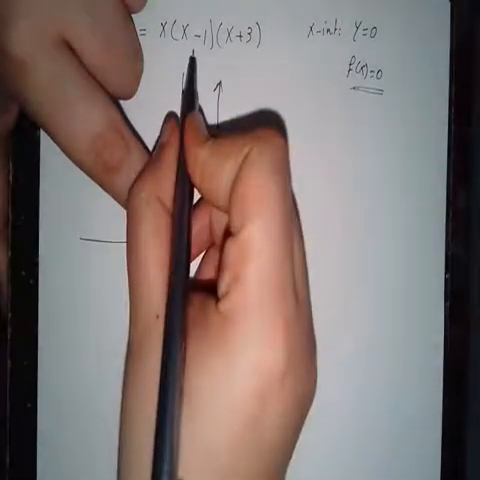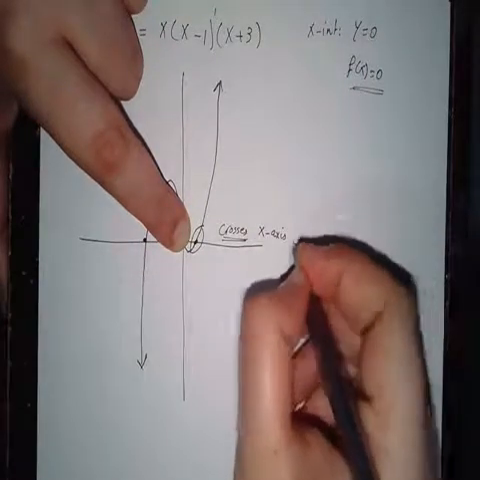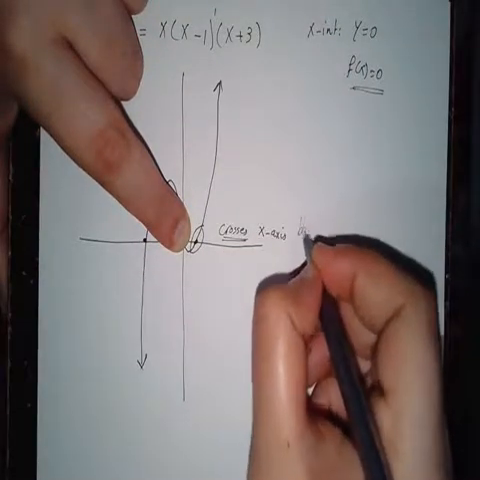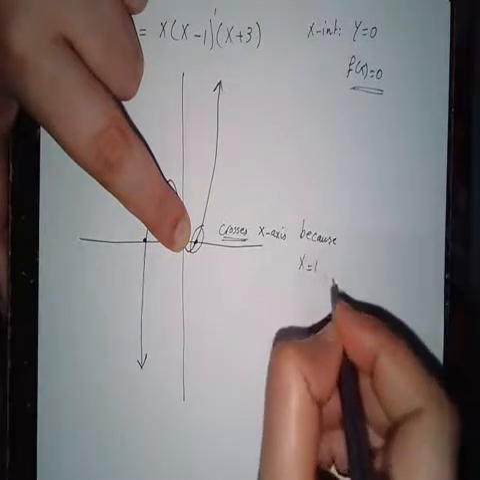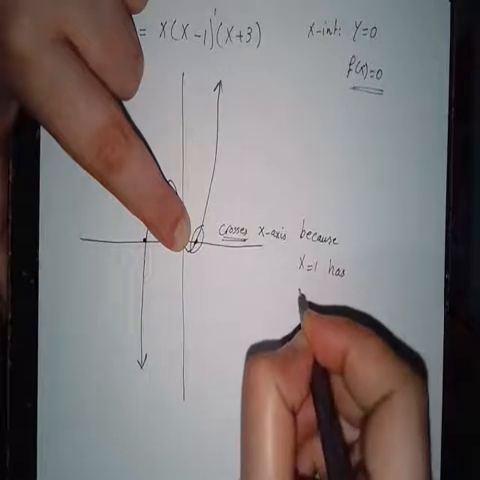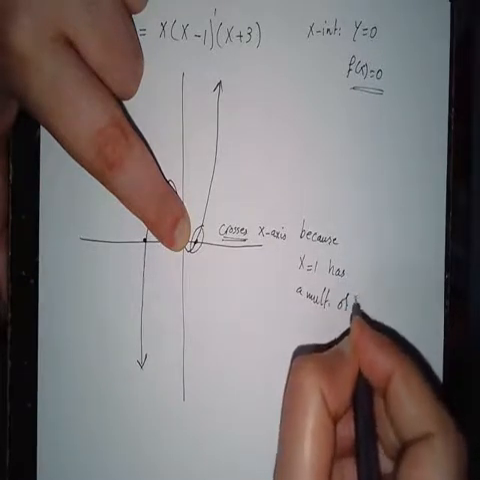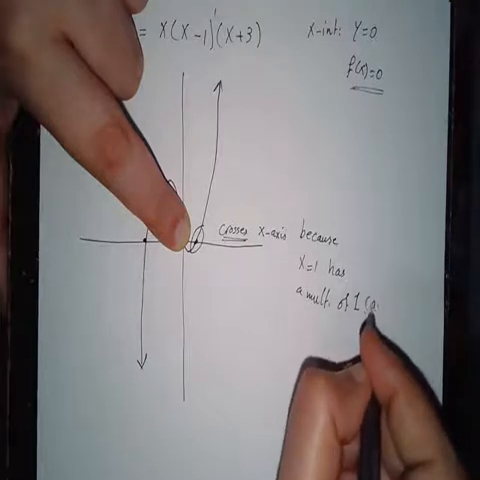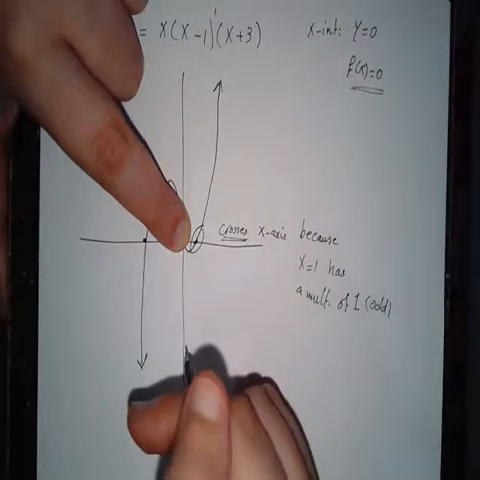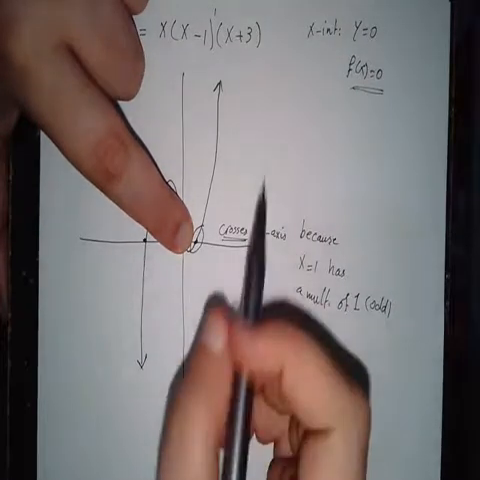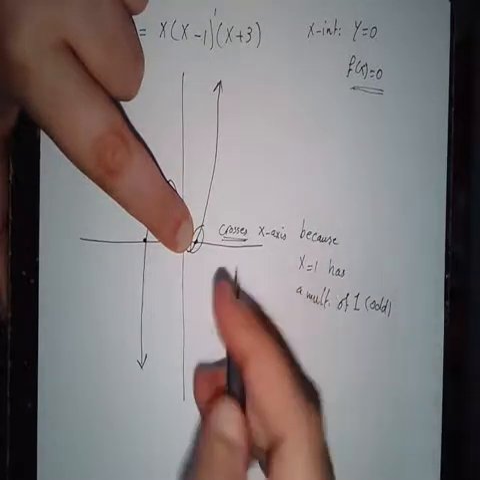So over here, x minus 1 had a power of 1. So it crosses the x-axis because x equals 1 has a multiplicity of 1. And I'm going to write the word odd between parentheses. Okay? Because it's 1, it crosses the x-axis because it's odd. That's the idea. It's either odd or even.